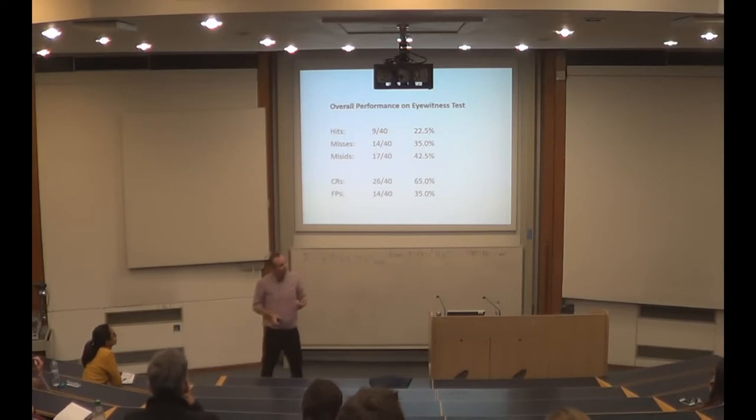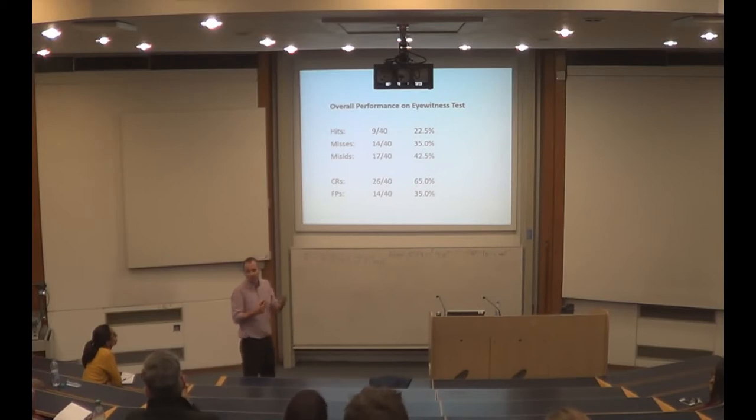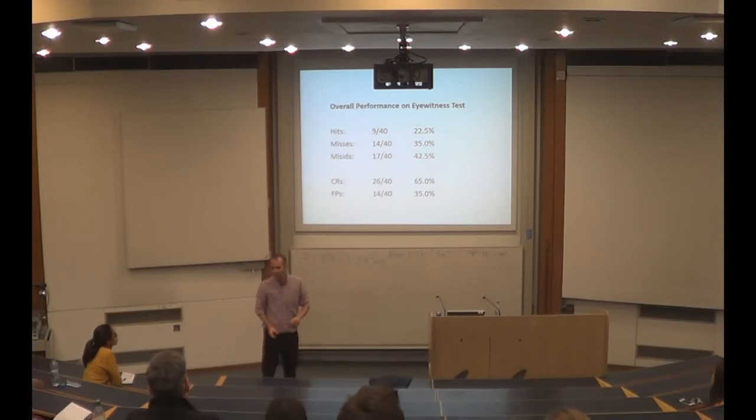The eyewitness test we run between designs, so we had 40 people in the target present and 40 people in the target absent condition. You can see identification accuracy is really poor. We basically get 20, 22, 23% hits, and correct rejection at 65%. So this is again what we would expect to find.